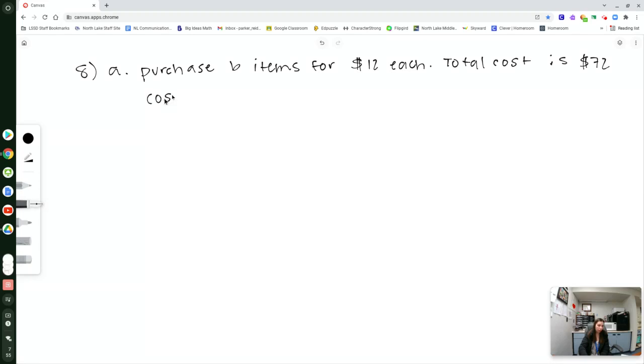I have a cost per item, and I have a number of items, and I know the total cost of that. What would I do with the cost per item and the number of items to get the total cost? I would multiply them. Cost per item times the number of items should give me the total cost. So now all I have to do is replace each of these things with the number or variable that was given in the problem. Cost per item was $12 times the number of items represented by B equals the total of $72. Or instead of 12 times B, you might write 12B equals 72.